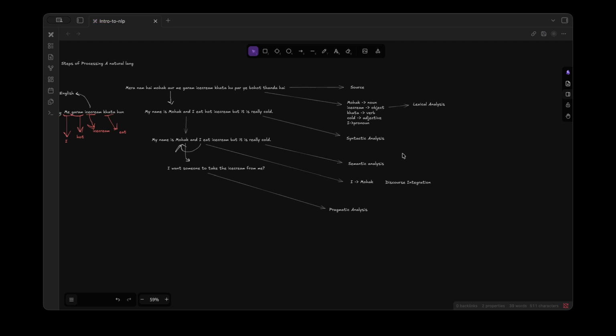So I'm going to paste some images right here. Give me some time.